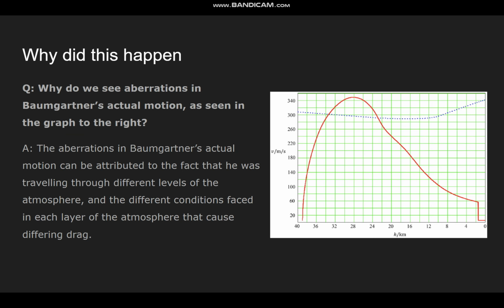Why did this happen? Why do we see aberrations in Baumgartner's actual motion, as seen in the graph to the right? The aberrations in Baumgartner's actual motion can be attributed to the fact that he was traveling through different levels of the atmosphere, and the different conditions faced in each layer of the atmosphere that caused differing drag, including temperature, wind speeds, and more. What does it mean?